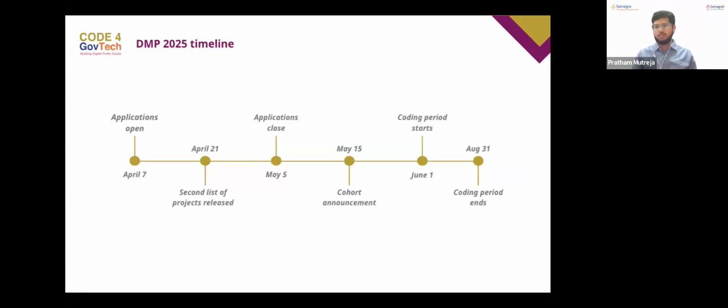Coding period starts on 1st June and it ends on 31st August. So between May 15 and June, you'll be having boot camps also. So before DMP, you have a boot camp. And when the coding period starts, it's a 3 month long thing. So in between, you have a midpoint review. You have weekly goals and targets. We'll get into all of that. So you have a midpoint review, and towards the end, you have an endpoint review, which are kind of gates and checkpoints for your entire project.